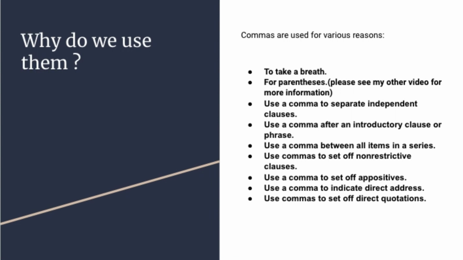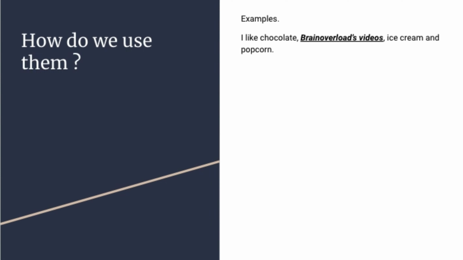Use a comma to separate independent clauses. After an introductory clause or phrase, between all items in a series, which I'll present in my next one. So these are some examples of it. So here, examples.